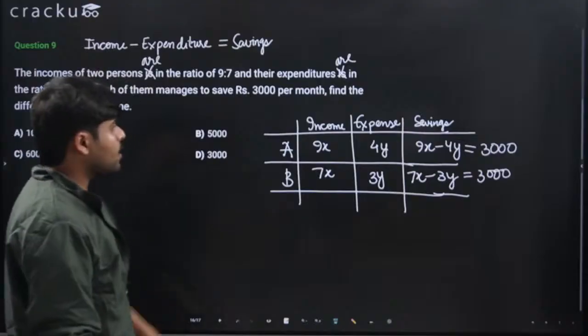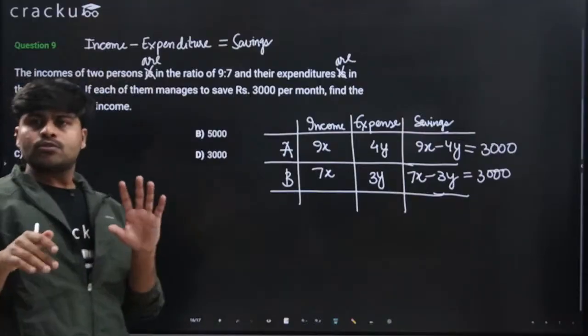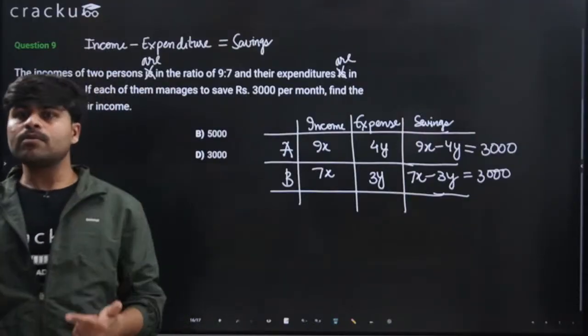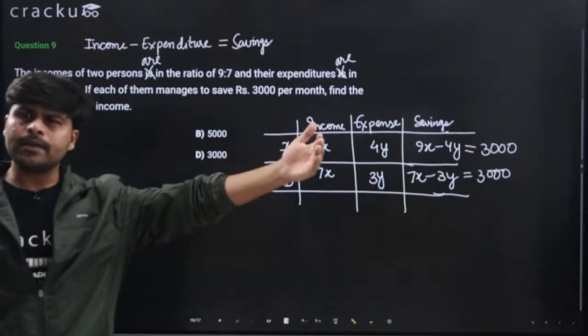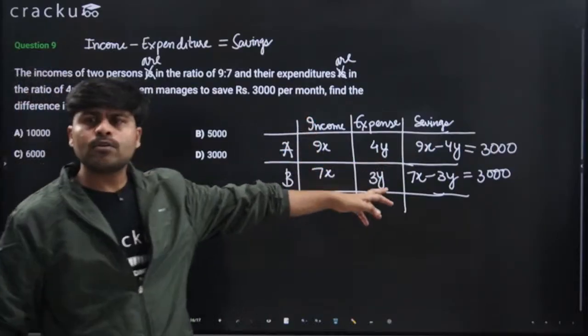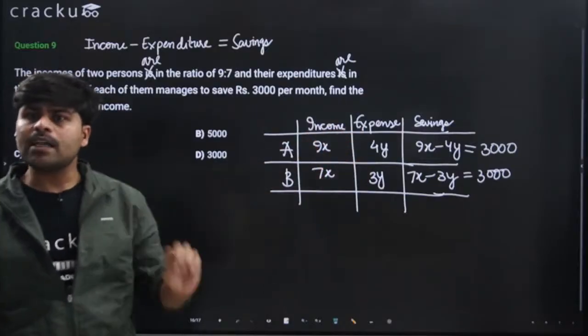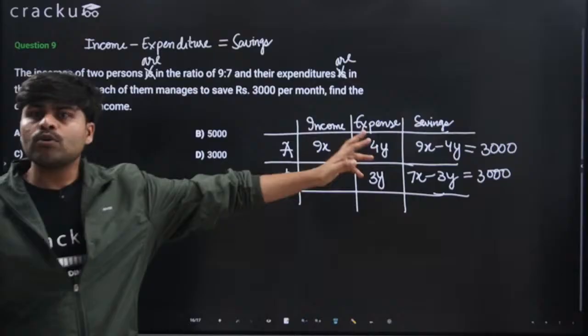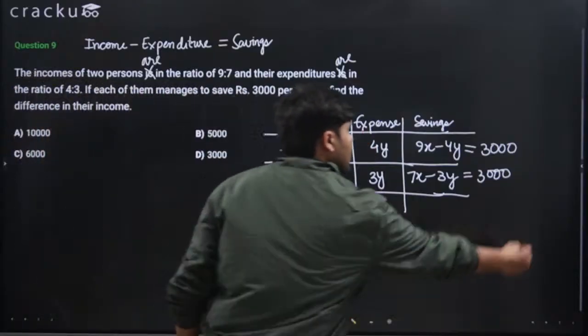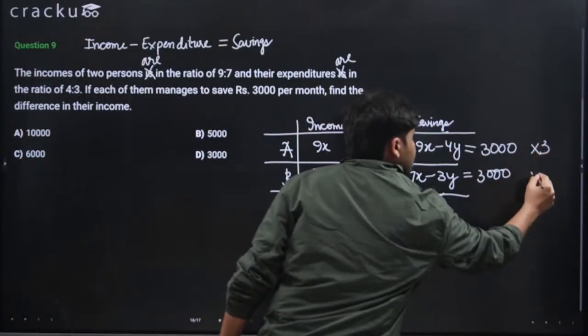If both are equal to 3000, then we can solve it as a system of linear equations. We learned it in the 10th class. Just try the substitution method or elimination method, whatever you want to use. I will use the elimination method. I will multiply both equations by some constant. So I will multiply the first by 3 and the second by 4.